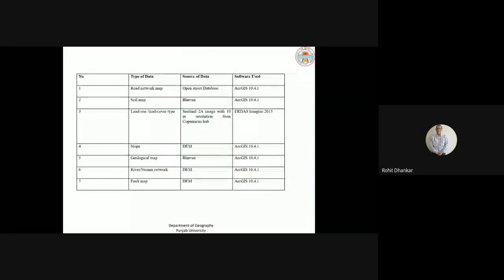Now moving forward, these were the data, like the road network map we have used from the OpenStreetMap database. If I'm correct, Rohit, that OpenStreetMap is done using GDAL?